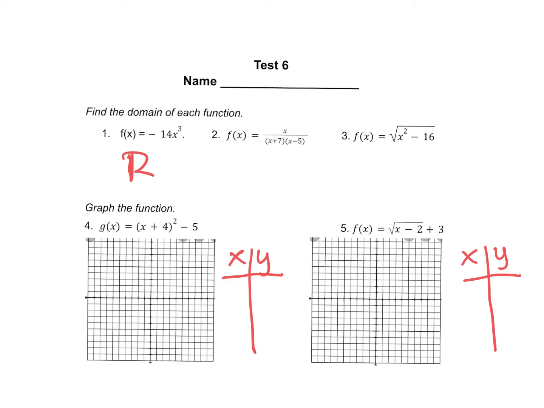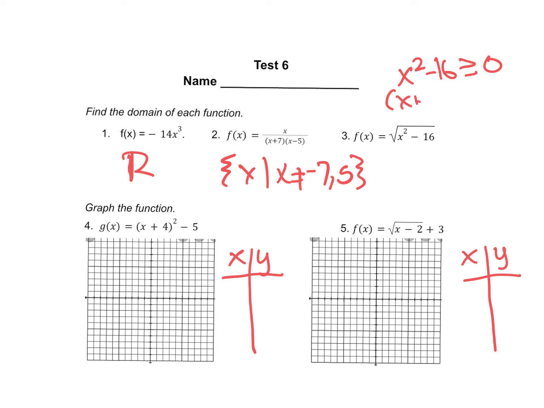There's two things that x cannot equal, and that is negative 7 and 5. So I'm going to say all x such that x cannot equal negative 7 and 5. Number 3, a radical. Remember, you must have a non-negative number inside a radical, so I'm going to take the x squared minus 16. It can't be negative, but it can be 0. Set it greater than or equal to 0. I'm going to factor that, make it x plus 4, x minus 4.